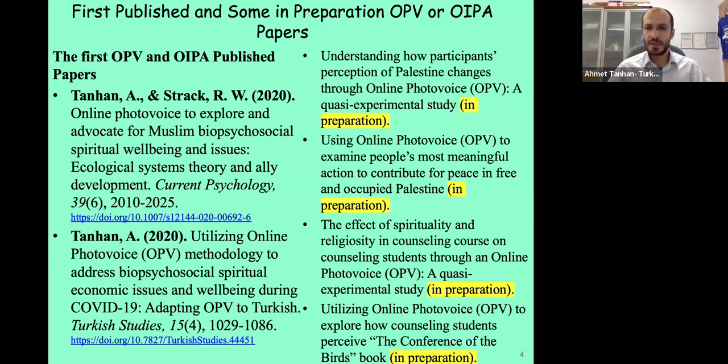Another study that we have been conducting uses online Photovoice to examine people's most meaningful action to contribute to peace in free and occupied Palestine. This is very neat for us, dear sisters and brothers, because we have been going through very difficult times, but from a positive psychology perspective we also need to create some space and give some good tidings to people. So we can create a space to say, what have you done for peace in free and occupied Palestine? What is your most meaningful action? Because we mostly focus on the other side and the very difficult news. It's a reminder that we can use OPV here as well.